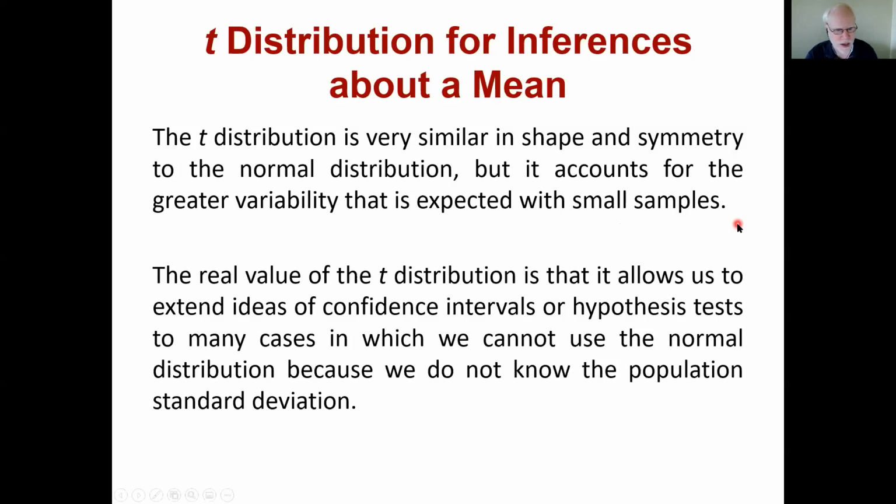So the real value of the t distribution is that it allows us to extend ideas of confidence intervals or hypothesis tests to many cases in which we cannot use a normal distribution because we do not know the population standard deviation. Everything we've done so far, which has been really useful in terms of setting up how we can do hypothesis testing, has been on the assumption that we know the population standard deviation. Because in reality we don't, we'd kind of be dead in the water. It would be nice theoretically that we could do this wonderful thing if we knew the population standard deviation, but in practice it wouldn't be useful.